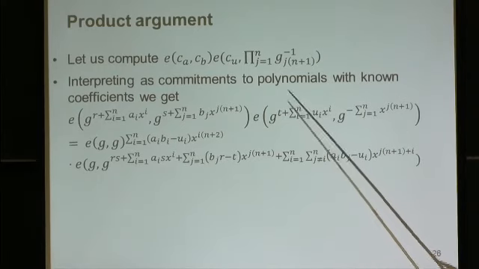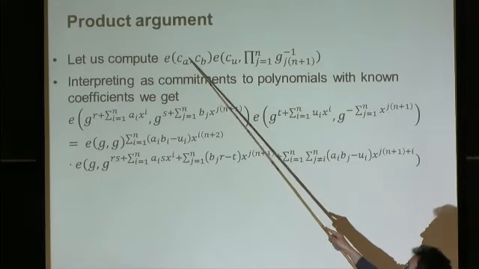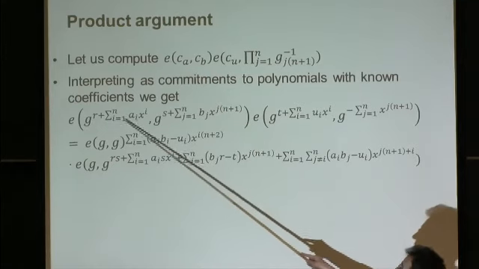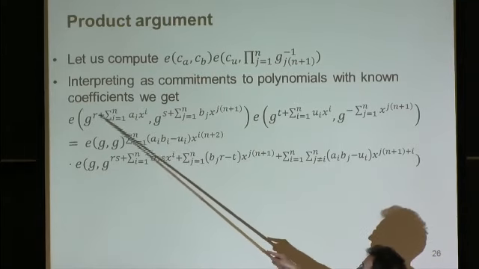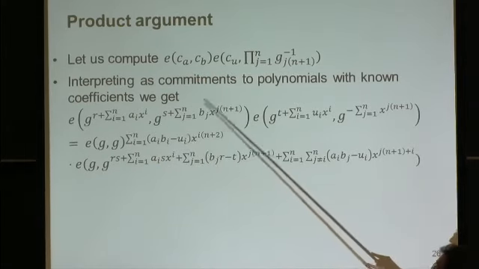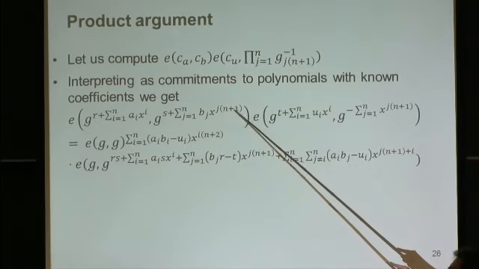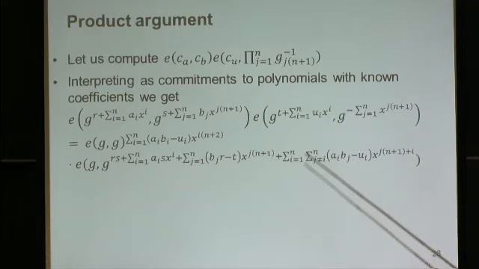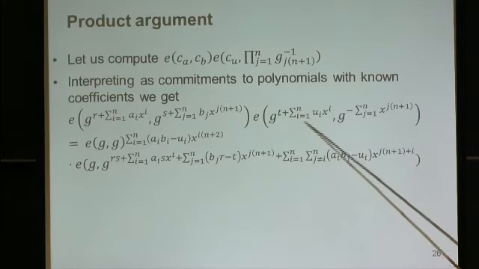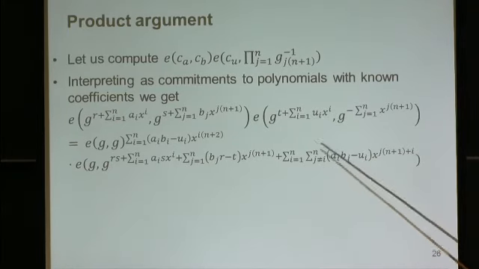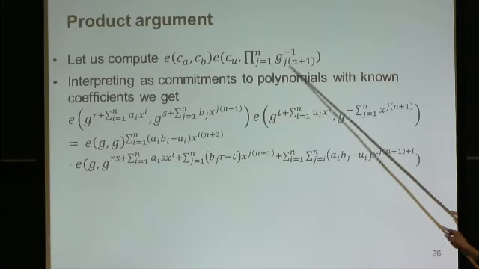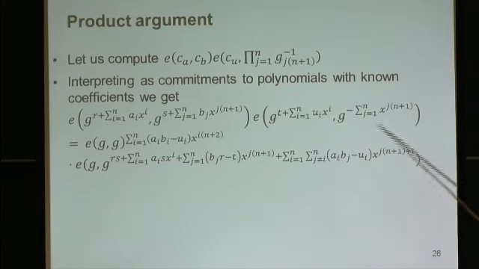And we can interpret these as commitments to polynomials. So this is basically G raised to this polynomial here, and this is G raised to this polynomial here, where we have powers of n plus 1. And here we also have the CU commitment. And the last one here is basically just a bunch of -1s. So we get these pairings here. And now we can do a lot of computations here.